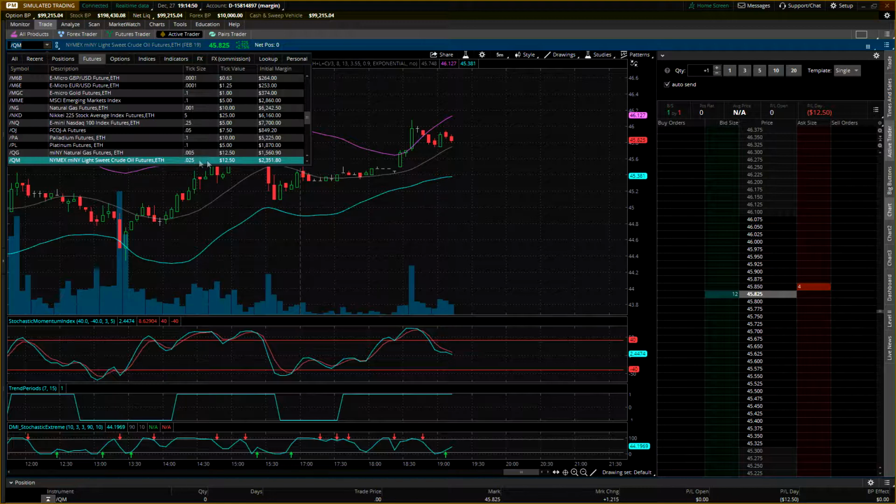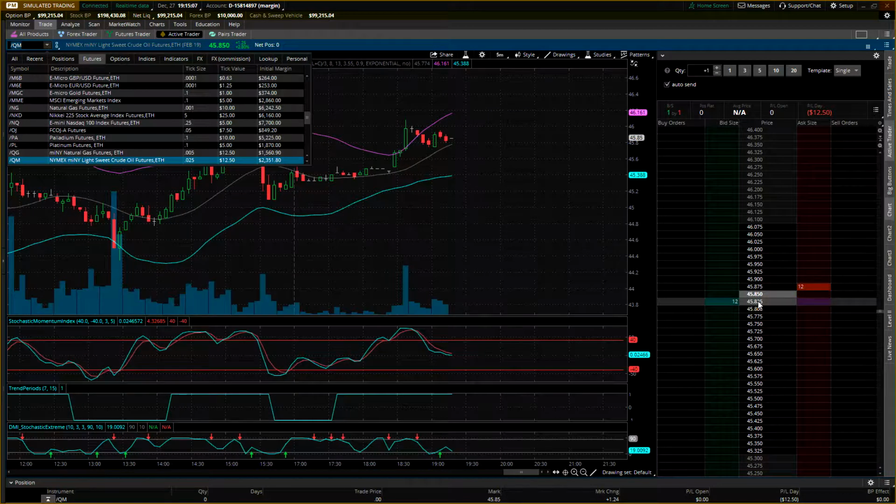Now we're back on the left side of the screen. 0.025. Each time this moves up or down in any direction, that's $12.50 if you're only trading one contract. If it moves 2 ticks, that'd be $12.50 times 2, which would be $25.